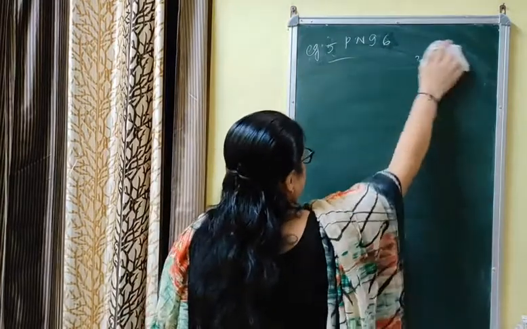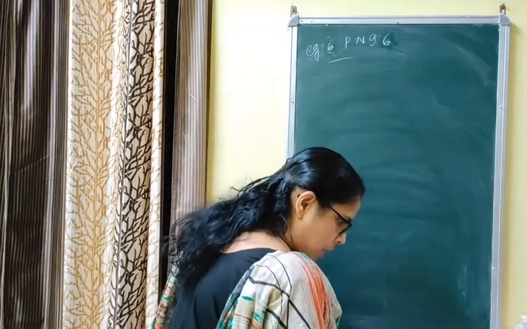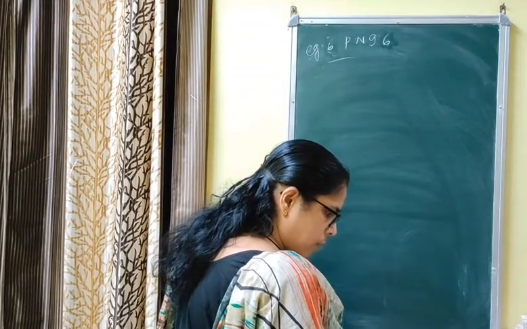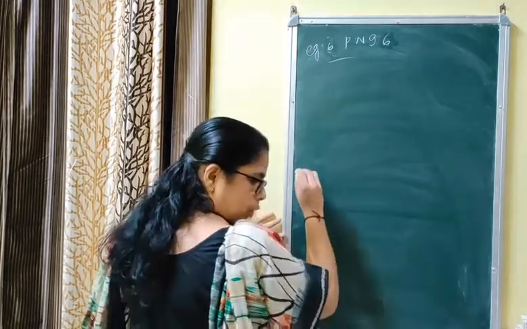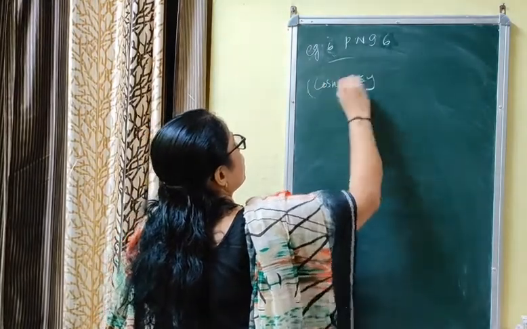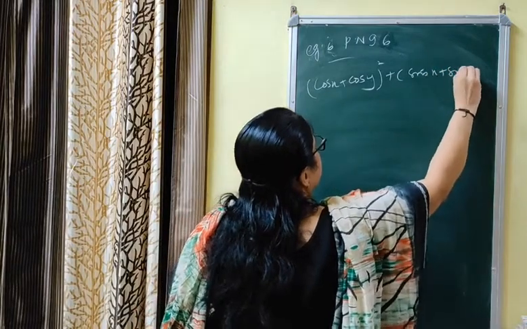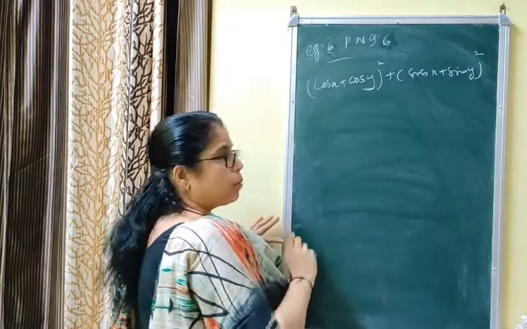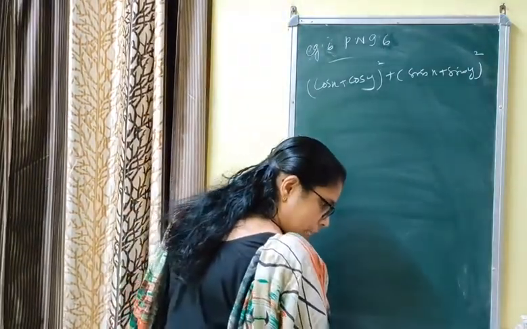Next question is example 6. This question is very important. You can expect this question for 2 marks. I am reading the question. Prove that cos x plus cos y whole square plus sin x plus sin y whole square is equal to 4 cos square x plus y by 2. That means you have to find half of the angles. 4 cos square x plus y by 2.